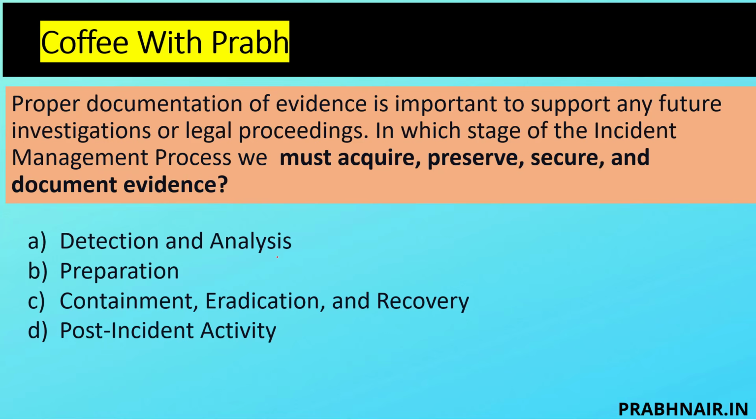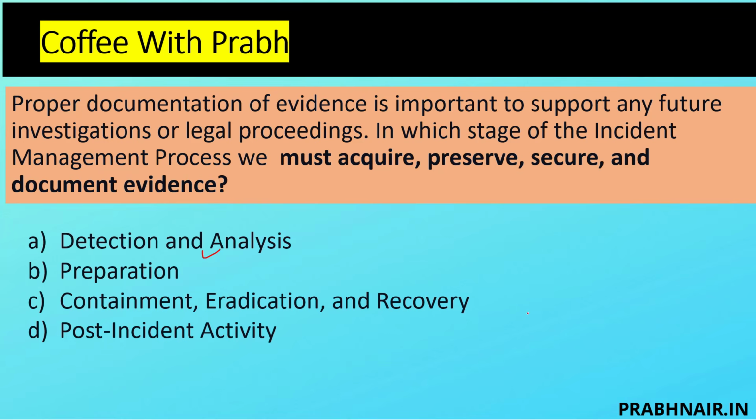So option A, detection and analysis. In this particular stage, we determine whether an incident has occurred, and we also prioritize handling the incident based on relevant factors like functional impact, information impact, recoverability effort, and all that. That happens once we confirm the incident. Preparation is the stage where we set up the policies and everything for incident management. Containment, eradication, recovery is the stage where we preserve, secure, and document the evidence, definitely, because in detection and analysis we have confirmed it's an incident.